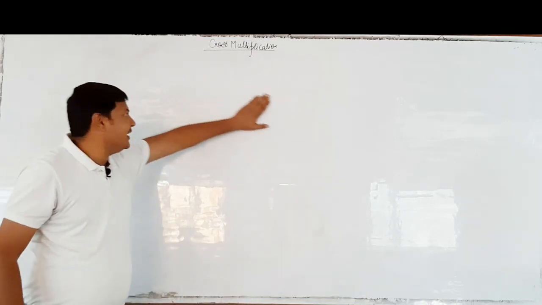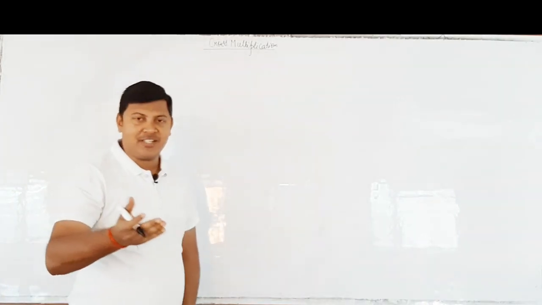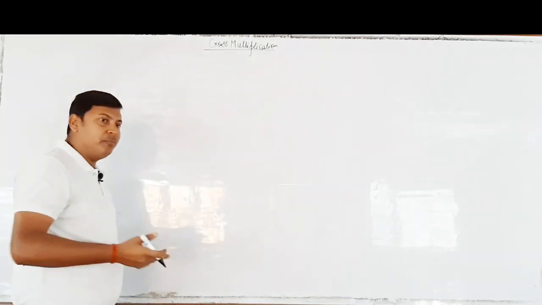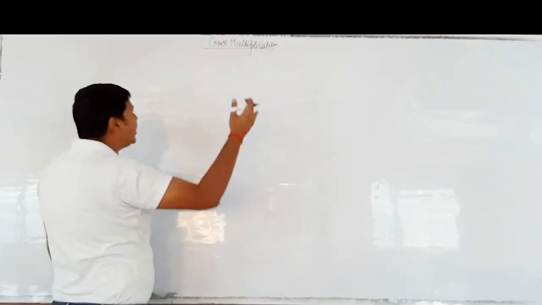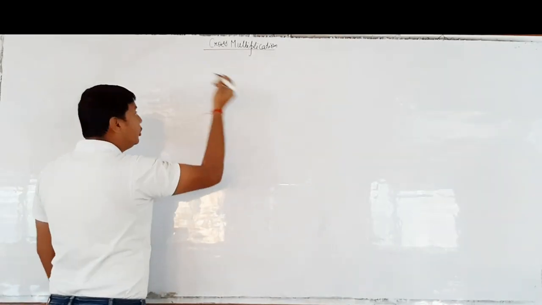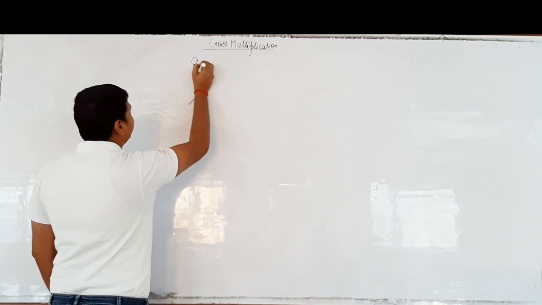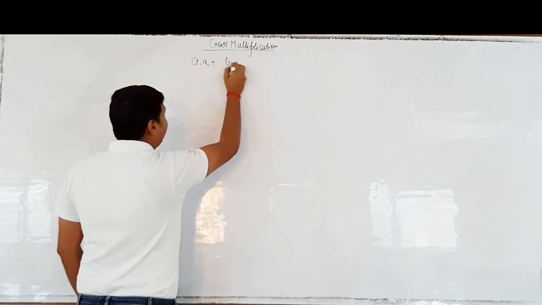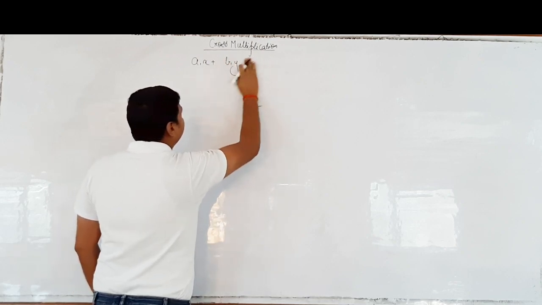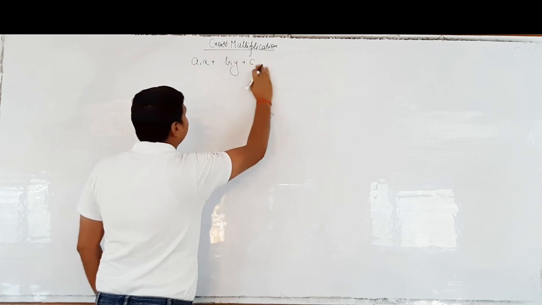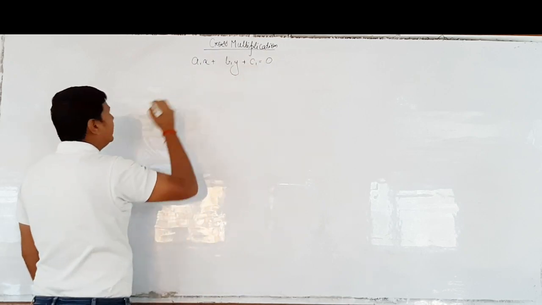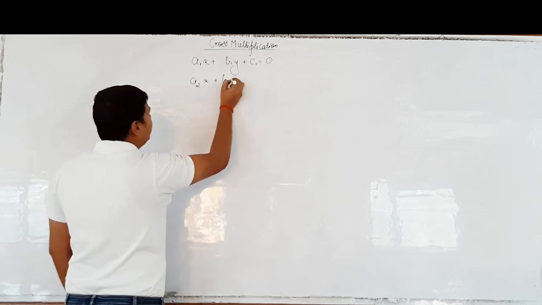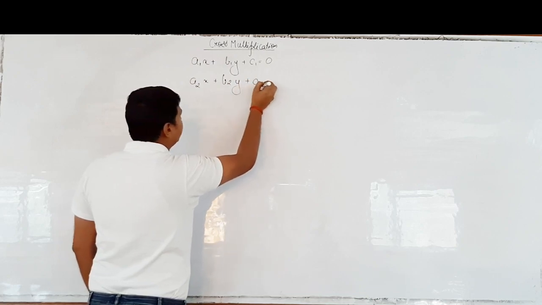Good morning, everybody. Today I am going to start a topic: cross multiplication of class 10th linear equations. We know that the general form of a linear equation in two variables is a1x plus b1y plus c1 is equal to 0, and a2x plus b2y plus c2 is equal to 0.